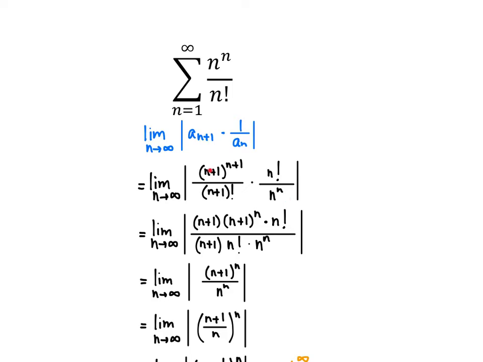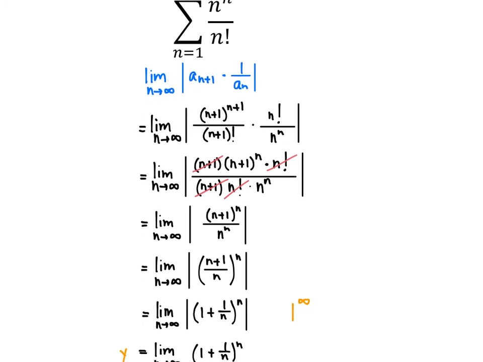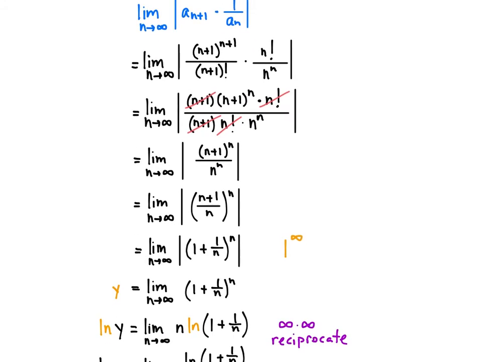Breaking things up, n plus 1 to the n plus 1 is n plus 1 times n plus 1 to the n. And n plus 1 factorial is n plus 1 times n factorial. So again, our n factorials are going to cancel, and our n plus 1s will cancel as well. So what are we left with? We are left with the limit as n goes to infinity of the absolute value of n plus 1 to the n over n to the n. Now, since they're both raised to the n power, we can go ahead and rewrite this.